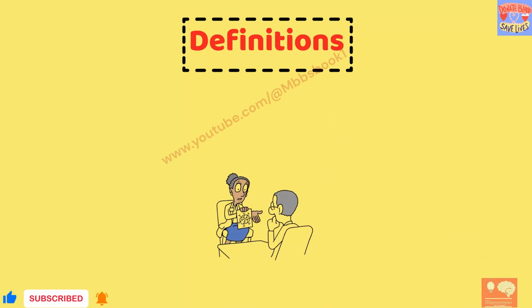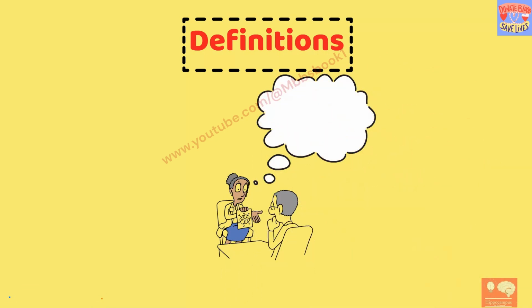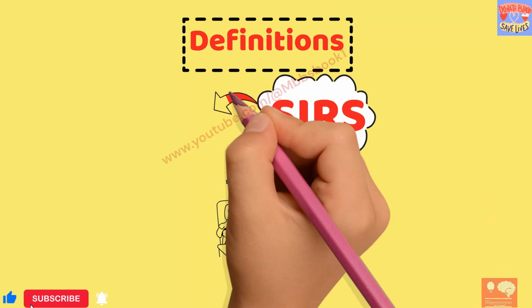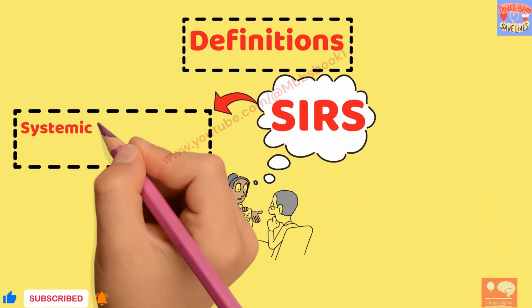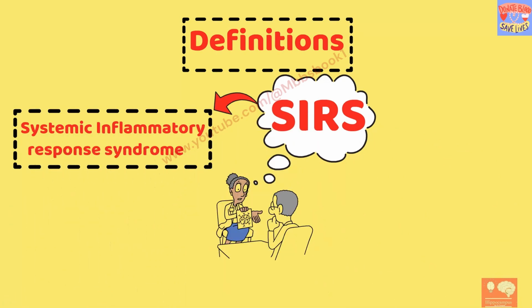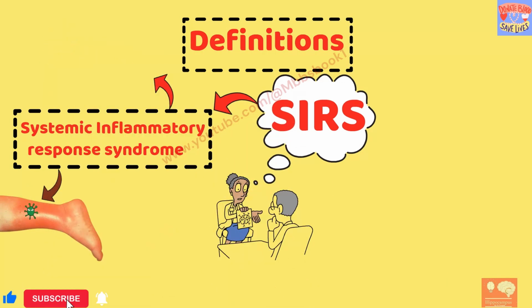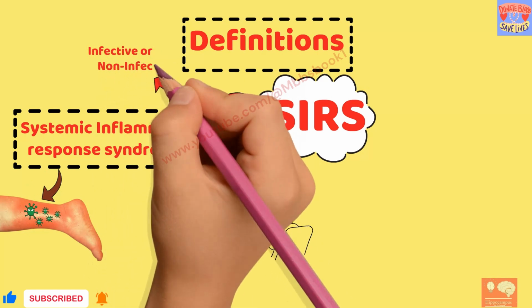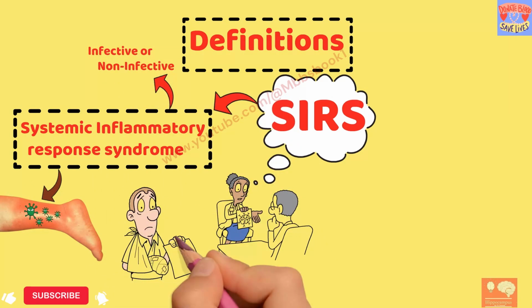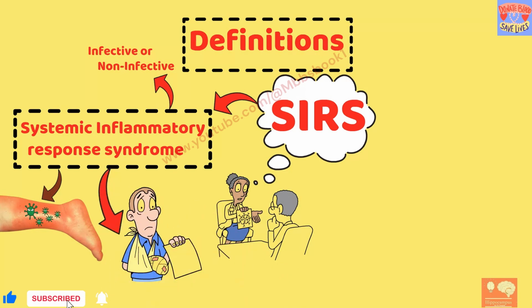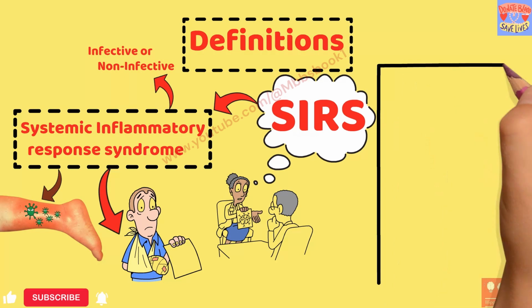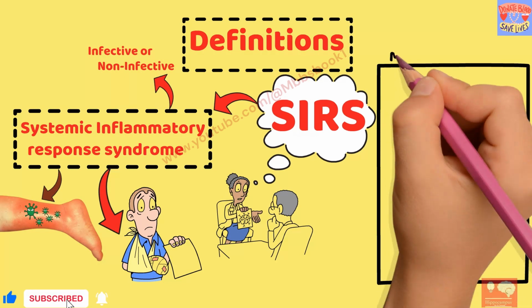The first one which we need to know is SIRS. SIRS stands for Systemic Inflammatory Response Syndrome. In simple terms, this is the body's response to inflammation. Now, this inflammation can either be infective or non-infective. Like it can be secondary to infection or it can even be secondary to trauma. So it's not necessarily that it's all because of infection or sepsis only, right?